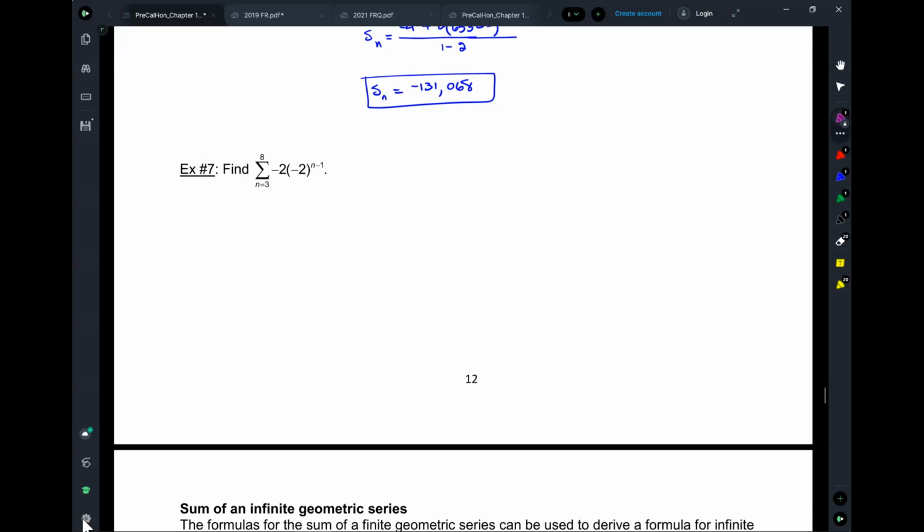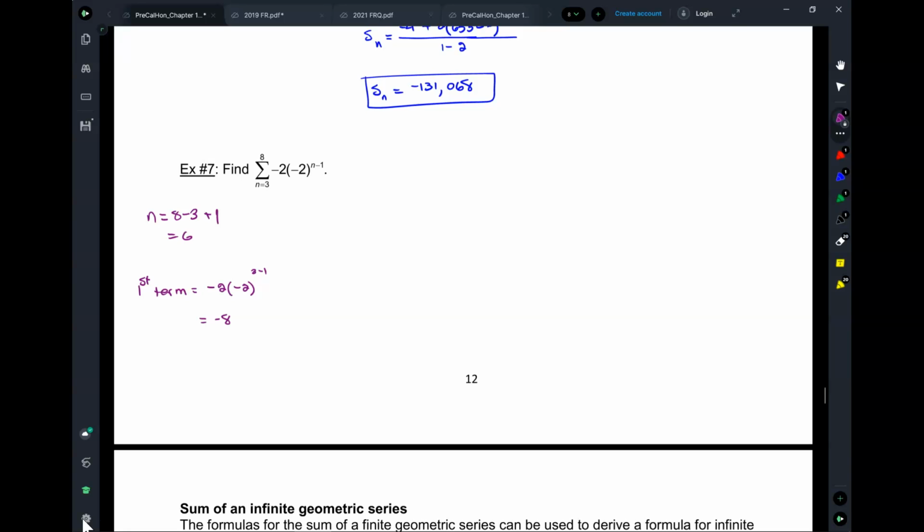Okay, let's take a look at this one. We want to sum up from 3 to 8 of this. So again, how much is n, first of all? N, like we said last time, is 8 minus 3 plus 1, 6. The first term is a sub 3, right? The first term is negative 2 times negative 2 to the power of 3 minus 1. That's negative 8, because it starts when n is 3.